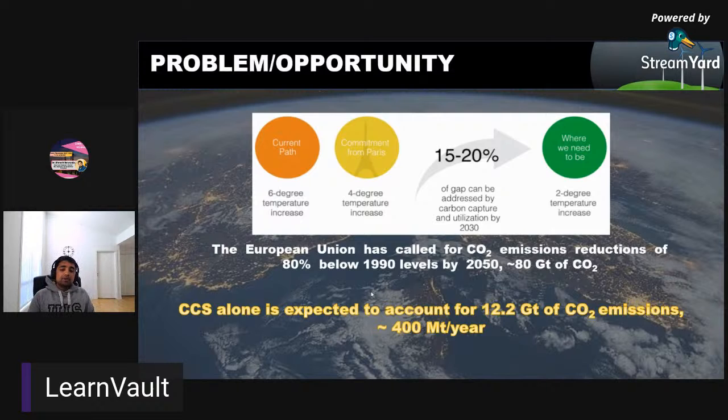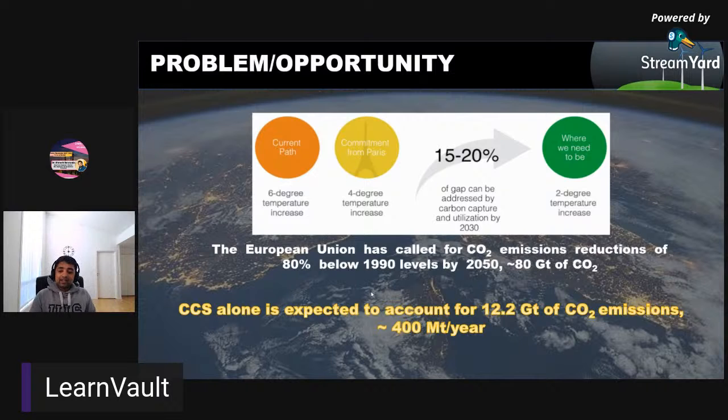But then to limit this below the 1990 level, as per the Paris Agreement, we have to limit it to a 4-degree temperature increase. In order to achieve this, the European Union has called for CO2 emission reductions of 80% to bring it down below 1990 levels. And this can be achieved by means of renewables, increased efficiencies, or through CCS, commonly known as carbon capture and storage. To achieve this by 2050, we have to reduce nearly 80 gigaton of CO2. That's what the European Union has planned. I would say that's a bit ambitious.